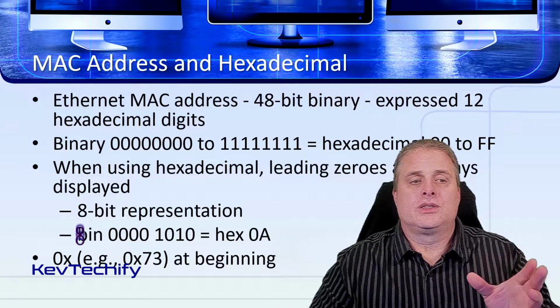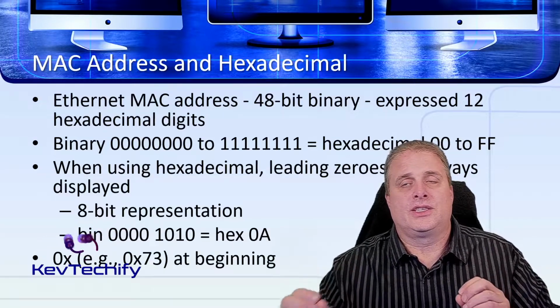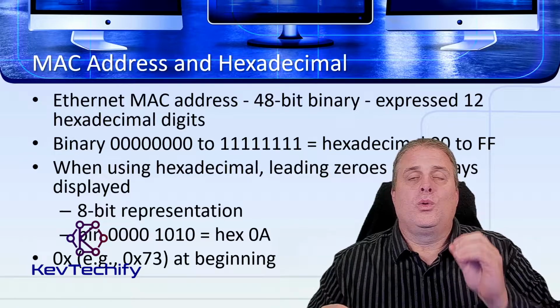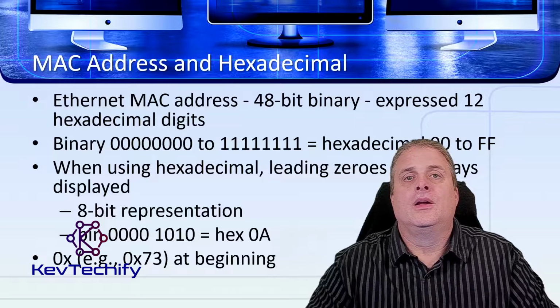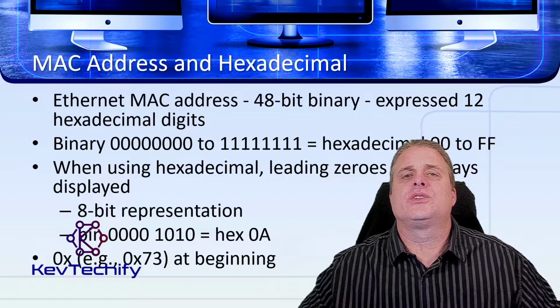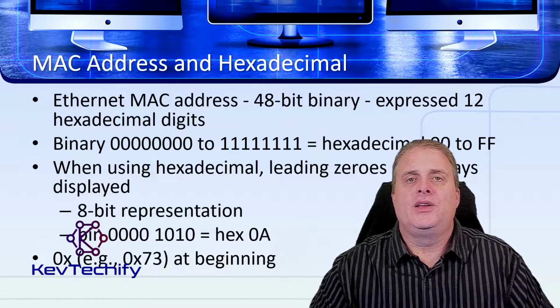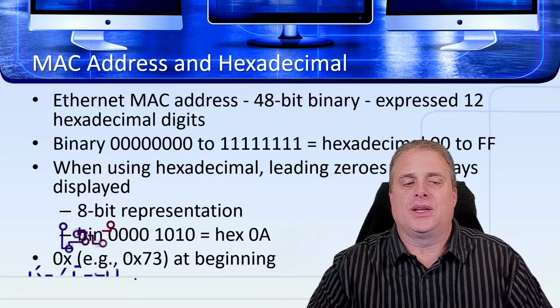So 8 zeros in binary is equal to hexadecimal 00. 8 ones in binary is equal to FF. When using hexadecimals, the leading zeros are always placed in there. We need to make sure we represent those 8 bits.